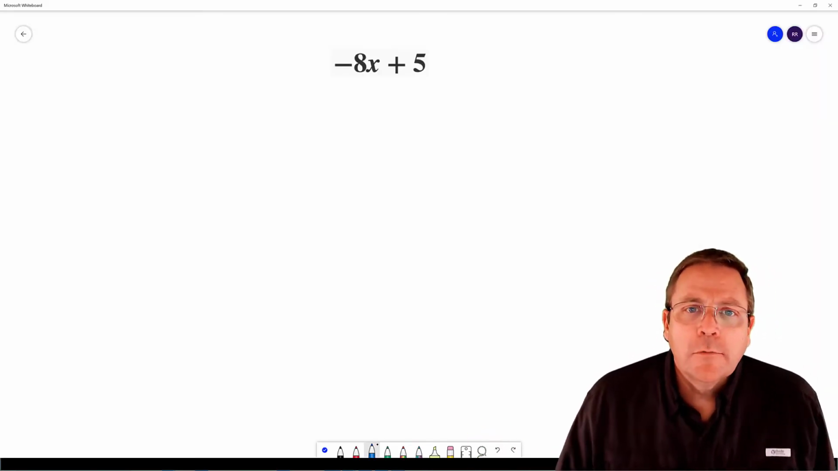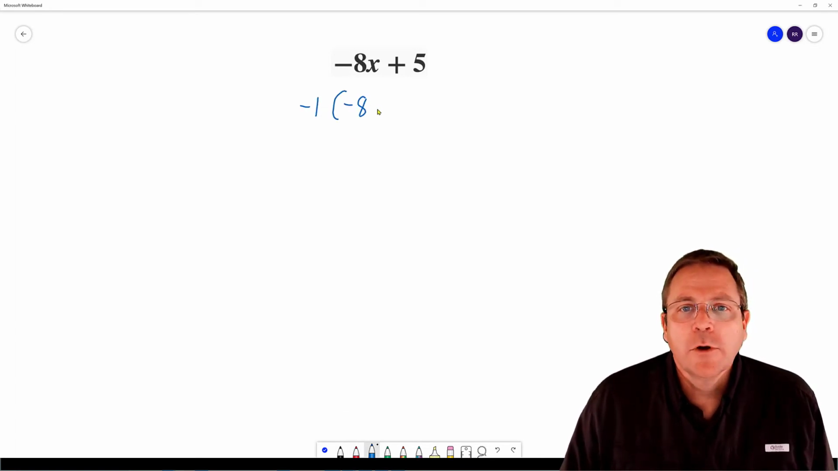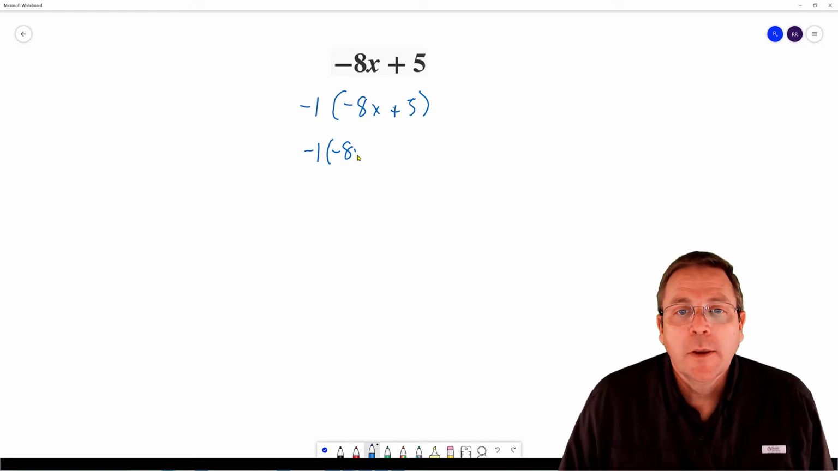Is it my turn already? All right, let's take a look at what I'm going to do. I'm going to take -1 times the original expression -8x plus 5. From here, I'm going to distribute my -1 through the grouping symbol. Because it's a positive number, I don't have to make the pretty problem ugly. So -1 times a -8x plus a -1 times a positive 5.